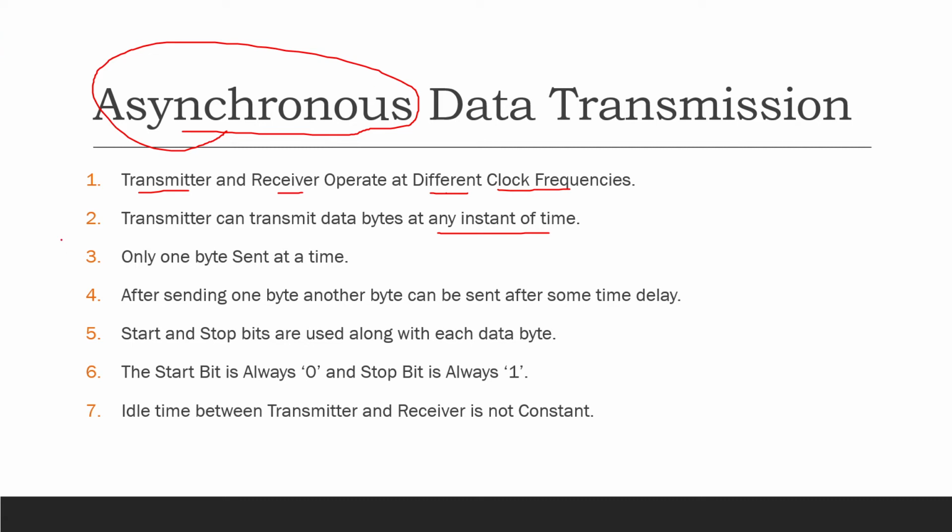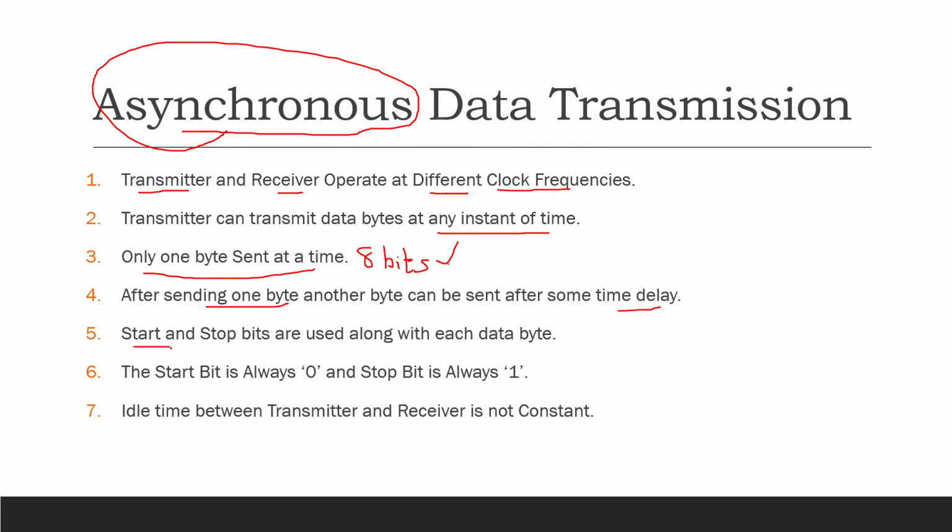Next is only one byte is sent at a time. Means only 8 bits can be sent at a time. Once 8 bits are sent, then the next 8 bits can be taken for sending at the transmitter end. Next is after sending one byte, another byte can be sent after some time delay. So after sending these 8 bits, there is a time delay in between two consecutive 8 bits or 1 byte.